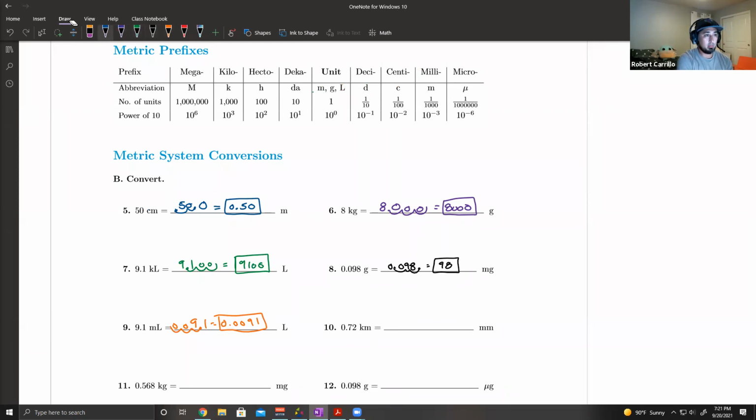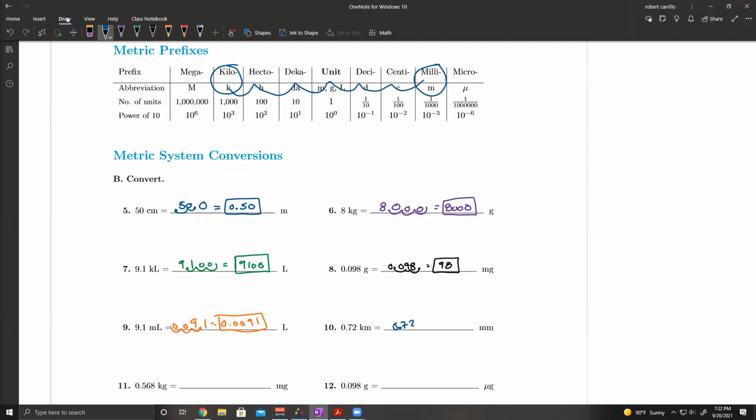Okay, and then here in blue, 0.72 kilometers to millimeters. All right. Kilometers to millimeters. Oh boy. How many spaces are we moving that decimal? 6 to the right. 1, 2, 3, 4, 5, 6. What's that? 720,000?